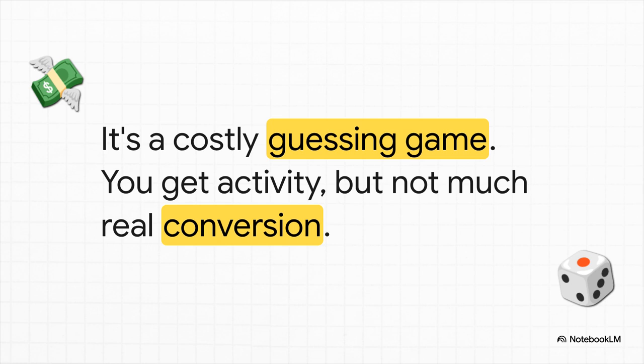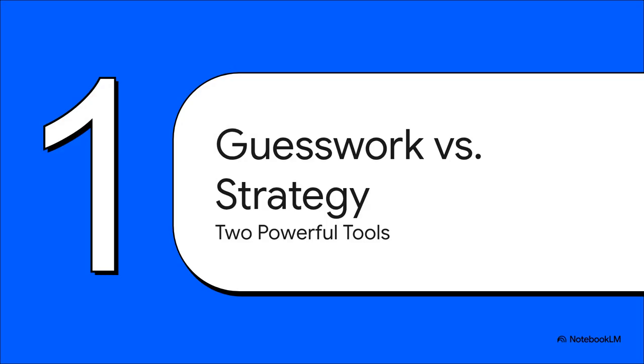And that's really the heart of the problem. It turns your marketing into this super costly guessing game. You're just burning through your budget, burning through your team's energy, and you have almost nothing to show for it. A lot of motion, but very few actual conversions. So how do we fix this? We switch from pure guesswork to a real strategy. And we do that by using two incredibly powerful tools. First up, we've got to decide exactly where we're going to fish.